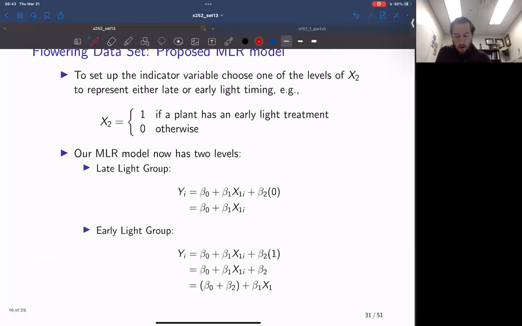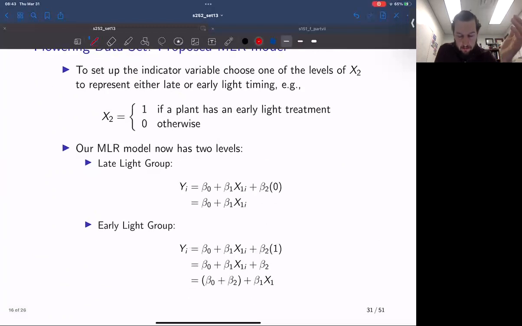So for our model, we're going to say that if x2 is equal to 1, the value is in the early light group. And if x2 is equal to 0, the value is in the late light group. In this situation, we are referring to late light as the reference level and early light as the active level.